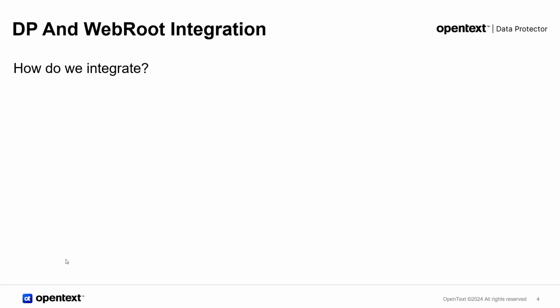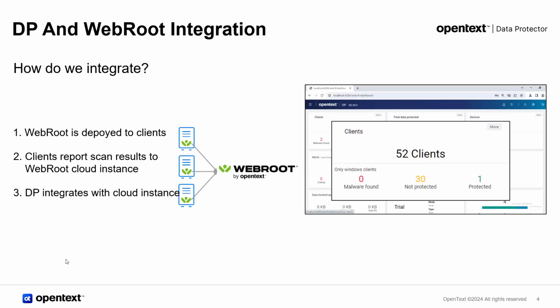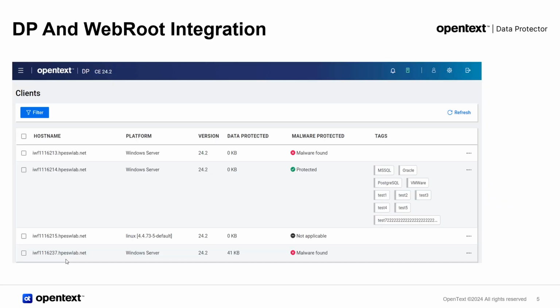From a Data Protector integration perspective, on all the clients that need to be protected, we deploy the WebRoot agent. The WebRoot agent scans the system, collects the data, and pushes it into the cloud. From the cloud, we are able to gather the information to figure out whether the clients are infected or not. This is a screenshot of a client's page where you can see which agents are installed or not installed, and whether malware has been found or the system is protected. For example, WebRoot doesn't support Linux, so in that case it shows not applicable.